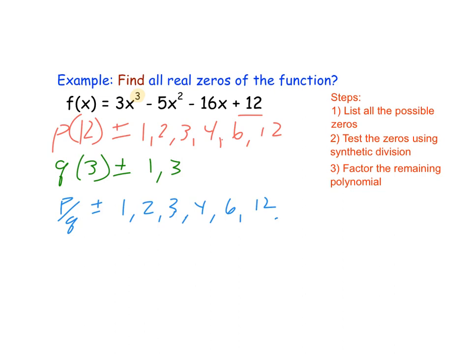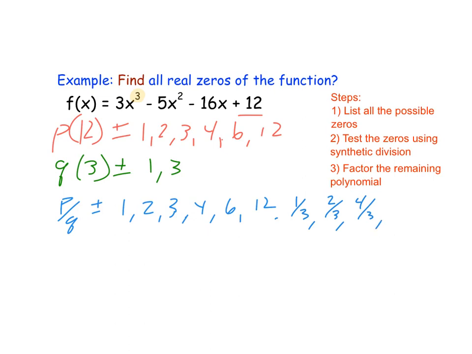So 1 divided by 3 is 1/3. Didn't have that before. 2 divided by 3, 2/3. Didn't have that before. 3 divided by 3 is 1. Oop, I've already got 1. Not going to write that again. 4 divided by 3 is 4/3. Don't have that.